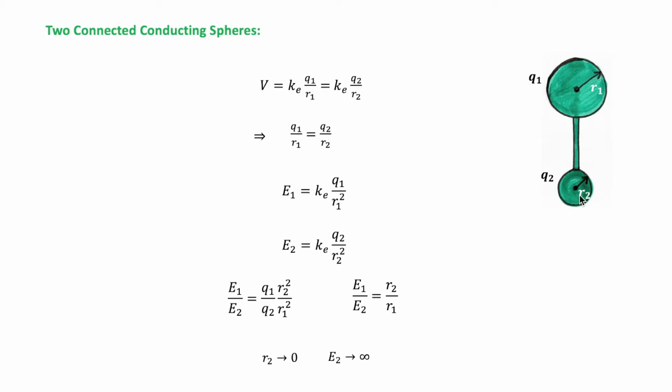So even though both spheres are at the same electric potential V, the field is stronger in the vicinity of the smaller sphere. So E2 is larger than E1. And this proves the point we said before, that the electric field is large at small radius of curvature. So it's large at sharp points. And you can see from the equation here that if R2 goes to 0, E2 will go to infinity.